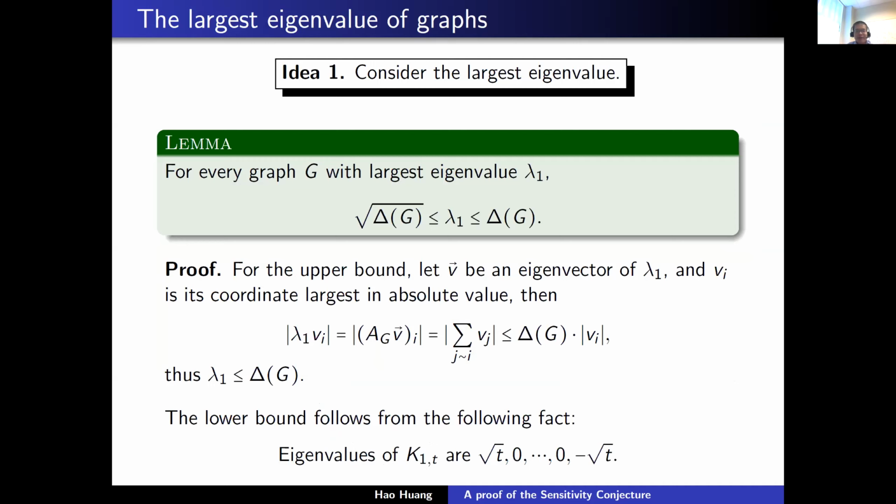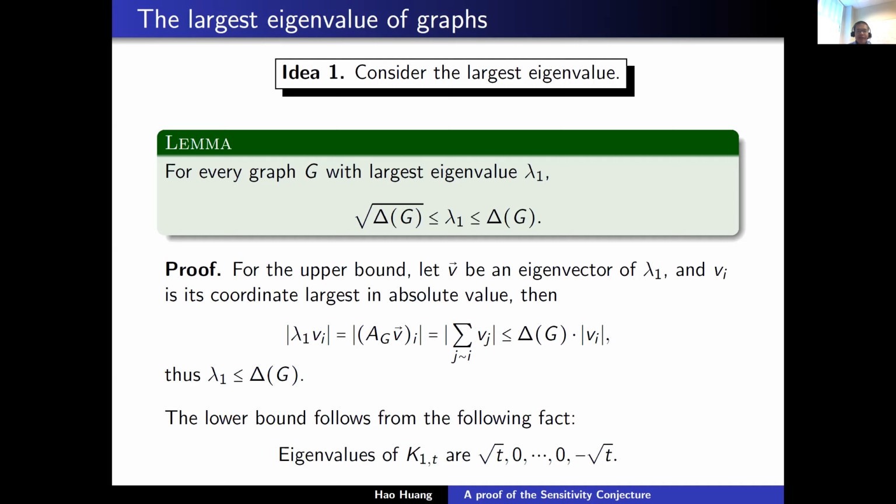So if you take a graph G with largest eigenvalue lambda 1. Here, let me first say what an adjacency matrix is. If you have an n-vertex graph, you can define an n by n symmetric matrix whose entries are 0 or 1. You put 1 if these 2 vertices are adjacent, you put 0 otherwise. So we know that every symmetric matrix has real eigenvalues. So you can take the largest eigenvalue, and it turns out that it's always less than or equal to the maximum degree of your graph.